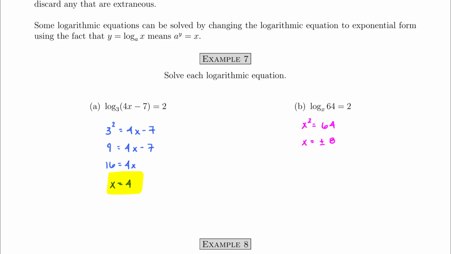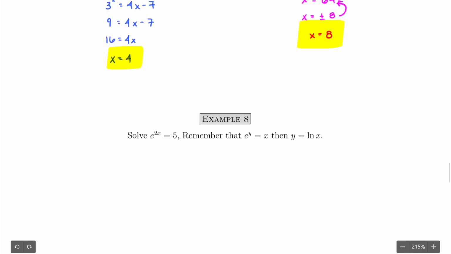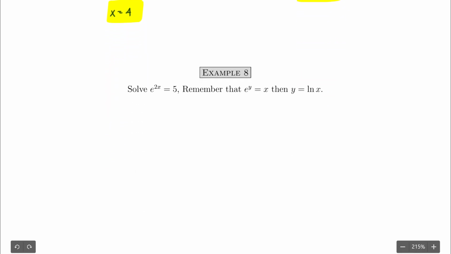Now, we know that plus or minus 8 solves this equation. However, it does not solve our original logarithm because we cannot have a negative base for a logarithm. So here we just simply go with x is equal to positive 8. Example 8, we're using e as our base.